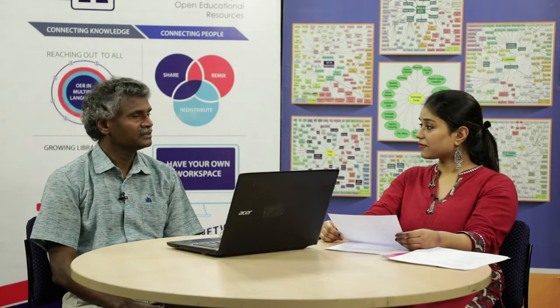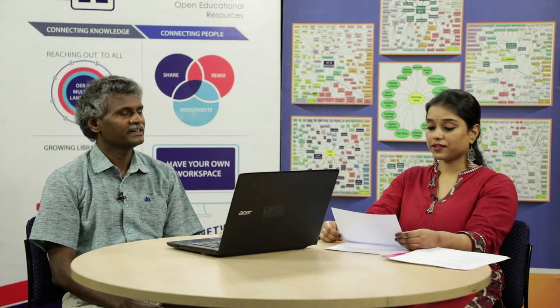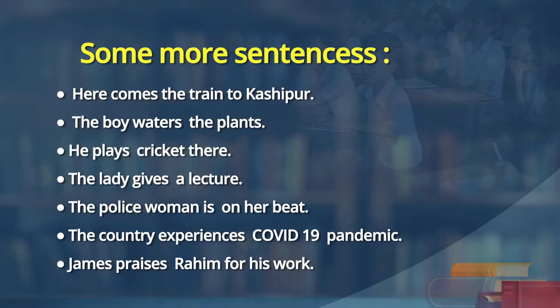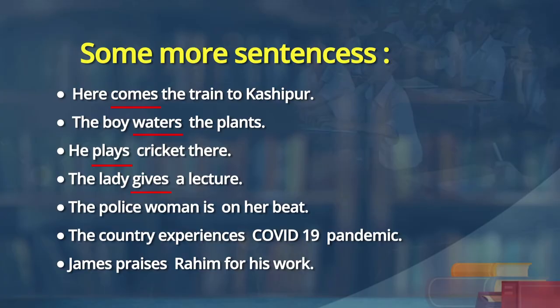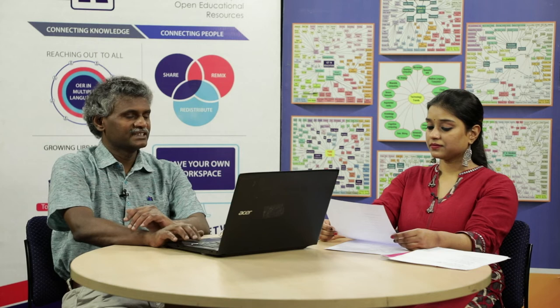Fine. Now, look at the sentences again, Kriti. Yes, sir. Let the sentences appear on the screen. Now, you just underline the verbs there, action verbs. What is it? Comes the train. So, the train is just coming. Coming, yes, sir. The boy waters the plants. So, he is just watering. Okay. He plays cricket there. Just now you are noticing him playing it. Yes, sir. The police woman is on her beat, just she moves. And the world experiences, is experiencing, just now it's happening. So, James praises Rahim for his work. So, he is saying it just now. So present tense appears on these occasions.